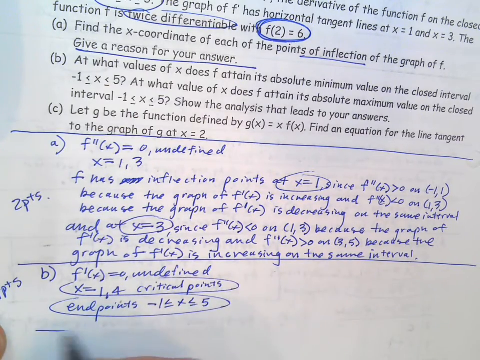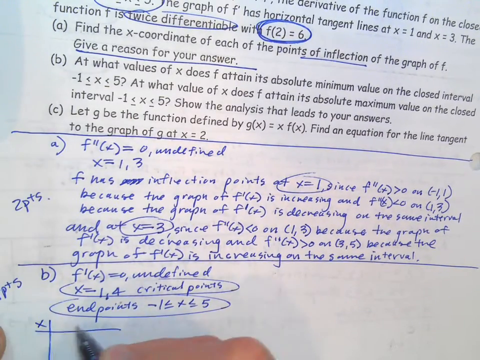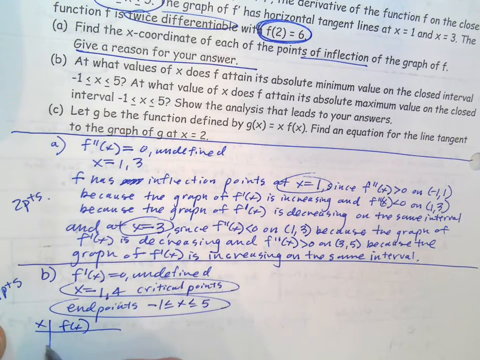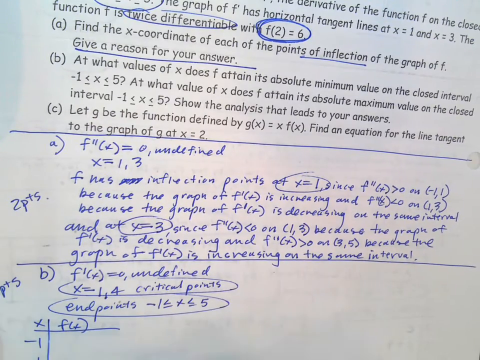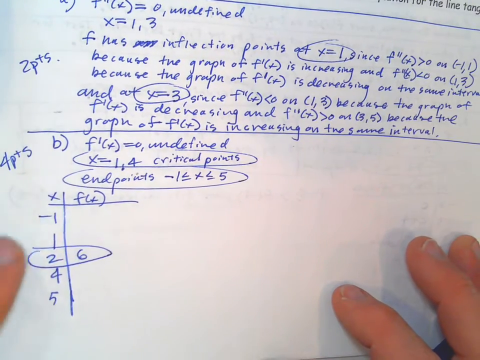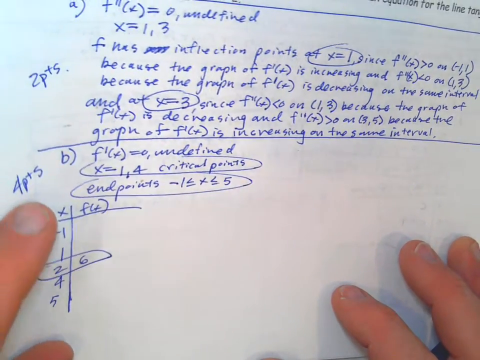So then you can make a table. So -1, 1, 4, 5. But they did give you a value. They said at 2, the value is 6. So you kind of have something to base it off of, right? So you can kind of work off that one backwards or forwards.